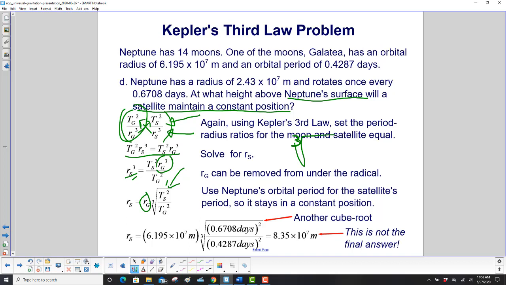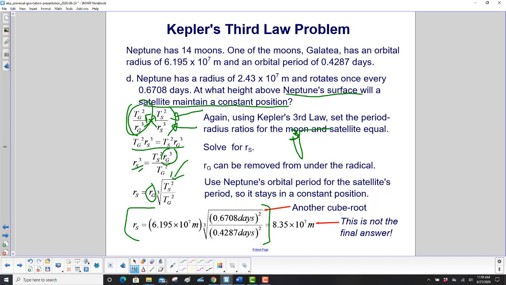And what period do we use for the period of the satellite? They didn't tell us. Well, they did. They want the satellite to maintain a constant position, so it has to have the exact same period as Neptune rotating. So as Neptune rotates, the satellite rotates in sync with it, so it always stays in the same position. So we have our equation here, and what do we have here? 0.6708. That's the orbital period of Neptune, and also the satellite now. So we put that in there.